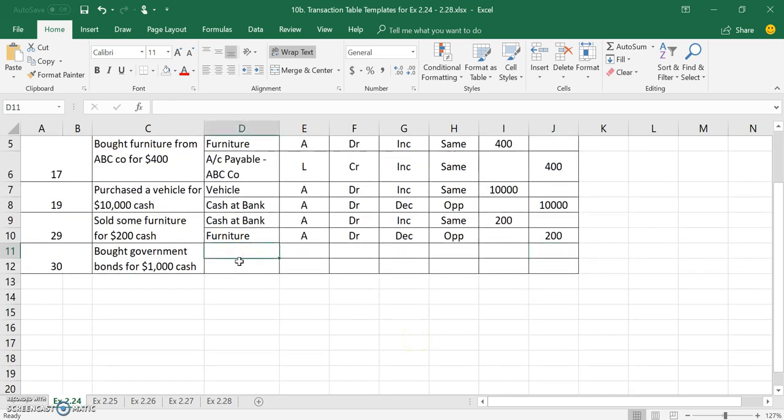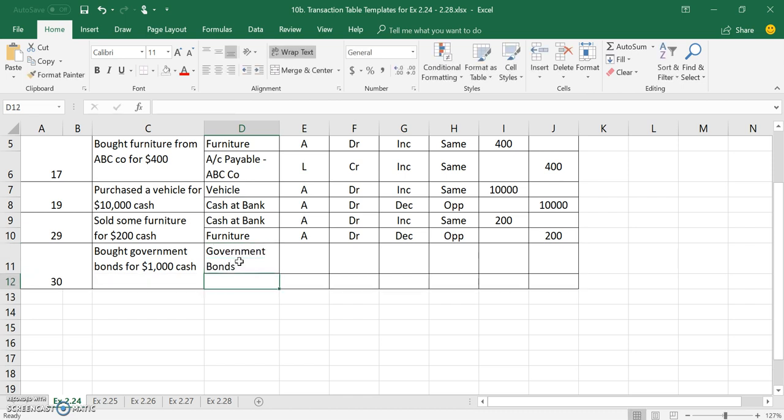Okay, and then the last one here, I bought government bonds for $1,000 cash, and they are a form of asset. It's a financial instrument. So that one is an asset. So let's record my government bonds. And then I bought those for cash, so my cash at bank account is going to be decreasing. Both of those are assets, debit in nature. My government bonds are increasing, but my cash is decreasing to pay for that.